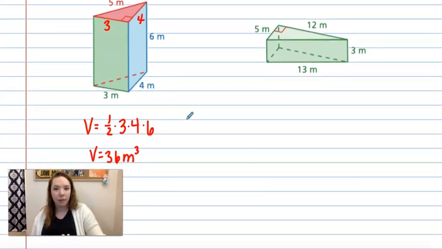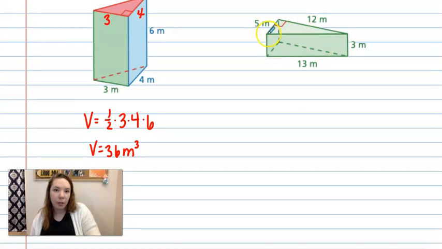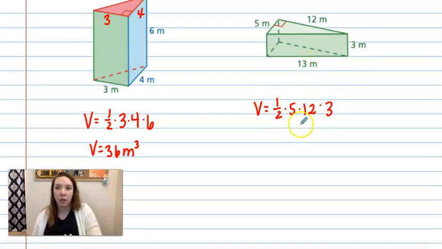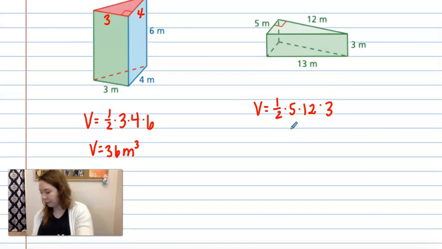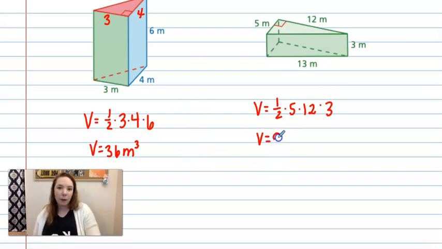All right. So over here, my triangle has a base of 5 and a height of 12. So 1/2 base times height is the area of a triangle, and then we want the height of our prism, which is 3. So in this case, we're not using our 13 at all. So this turns out to be 90 cubic meters.